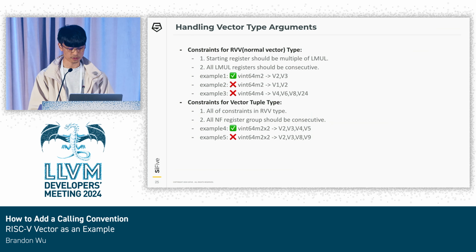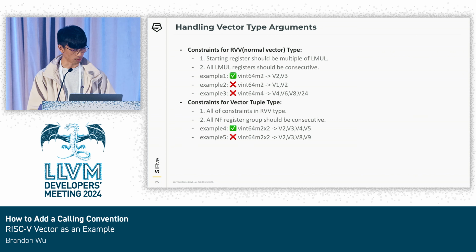Okay, there are also constraints for those two vector types in previous slides. For RVV type, we have a group of registers. The first constraint is that the starting register should be a multiple of LMUL. And the second constraint is that all registers in a group should be consecutive.